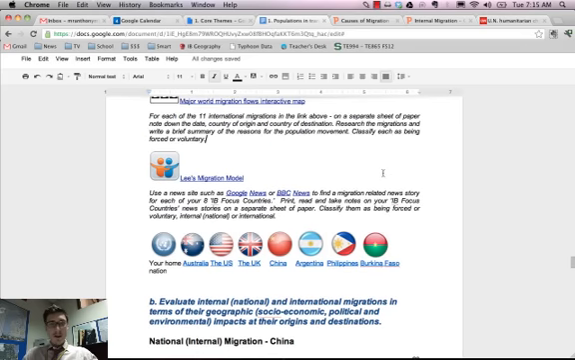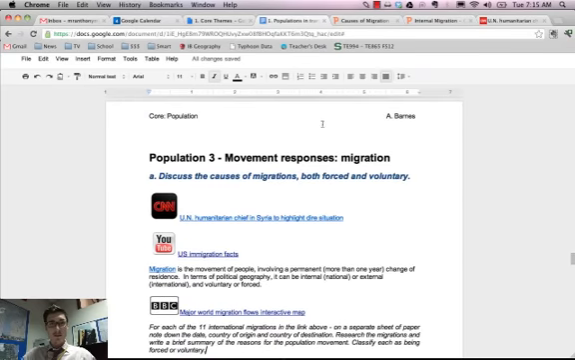So before I get down to the bottom part here, I just want to go over a few more things. The way that we classify migrations, typically we break them up into forced and voluntary, and then we talk about long distance and short distance. And then we also would discuss international and national.